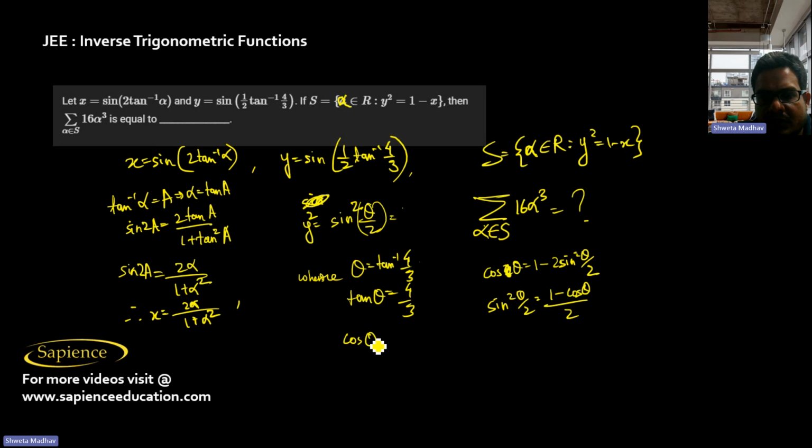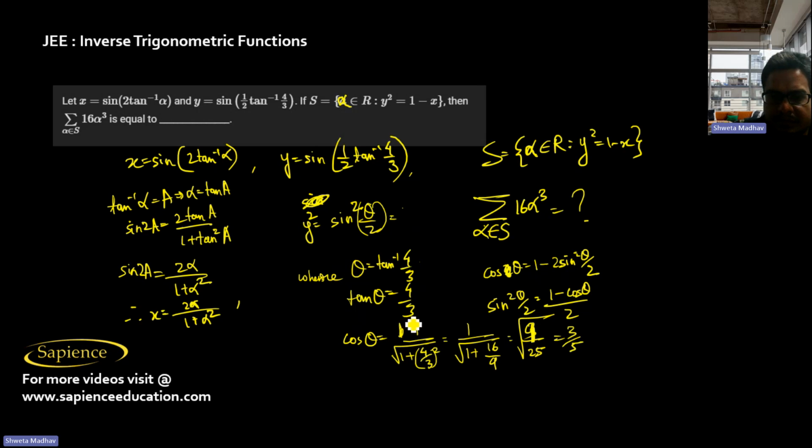So then cos theta will be equal to 1 by sec theta. Sec theta is root over 1 plus tan square theta, so 4 by 3 whole square. So this will be 1 by root over 1 plus 16 by 9, which is root of 25 by 9, so this is 3 by 5. Cos theta is 3 by 5.